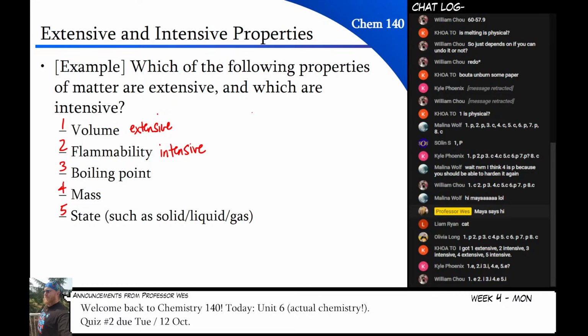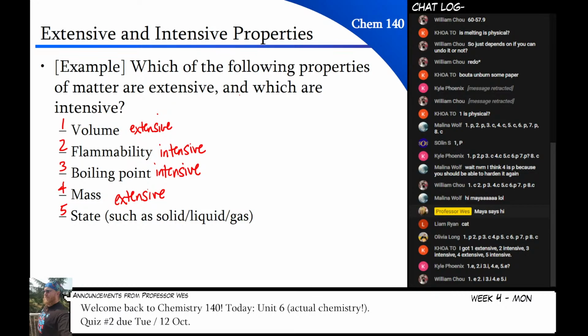How about boiling point? If I give you more water, it takes more heat and more energy to boil something, but the temperature at which it boils would be the same. And so this is intensive too. Mass, I think we can just say that that's extensive without any discussion there, because that's sort of the definition. This last one's a little bit interesting, though.